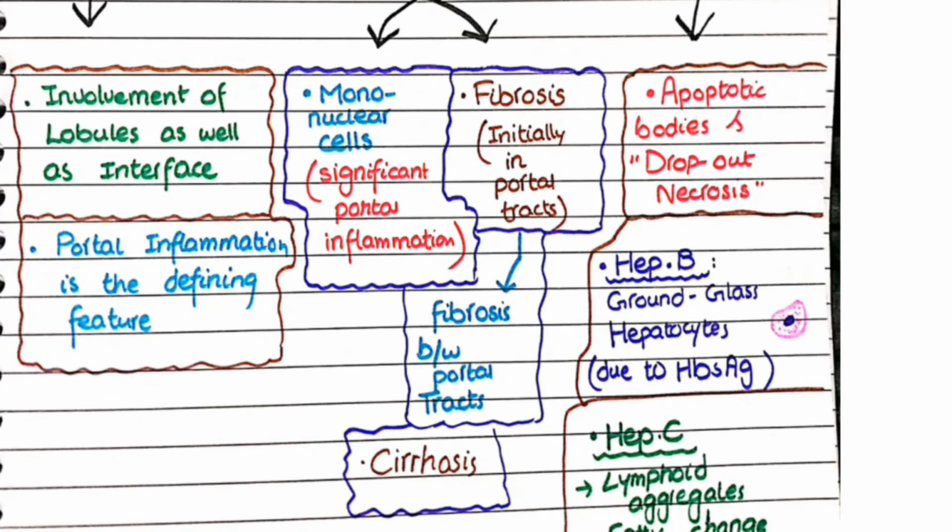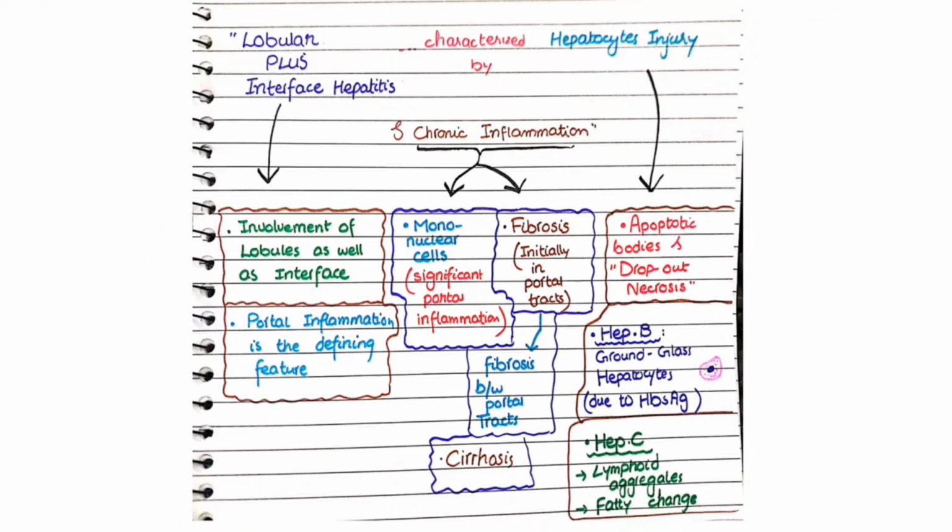And lastly, you know that the end product of chronic hepatocytic injury and chronic scarring is cirrhosis. We have already discussed cirrhosis in a separate video. So remember that hepatitis B and hepatitis C can cause cirrhosis. So these are all the microscopic features in chronic viral hepatitis.